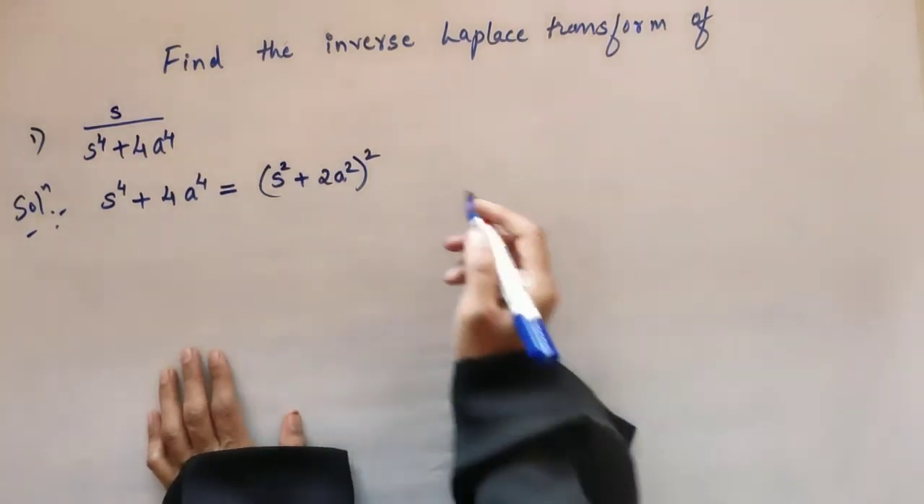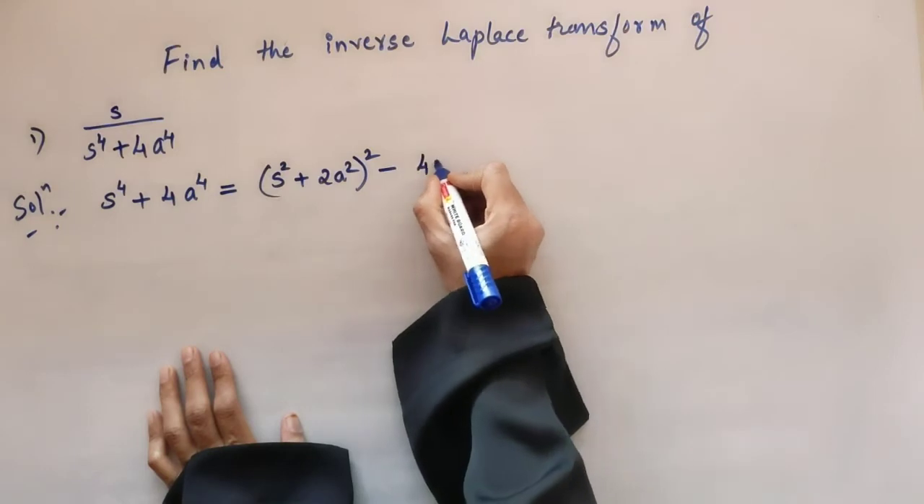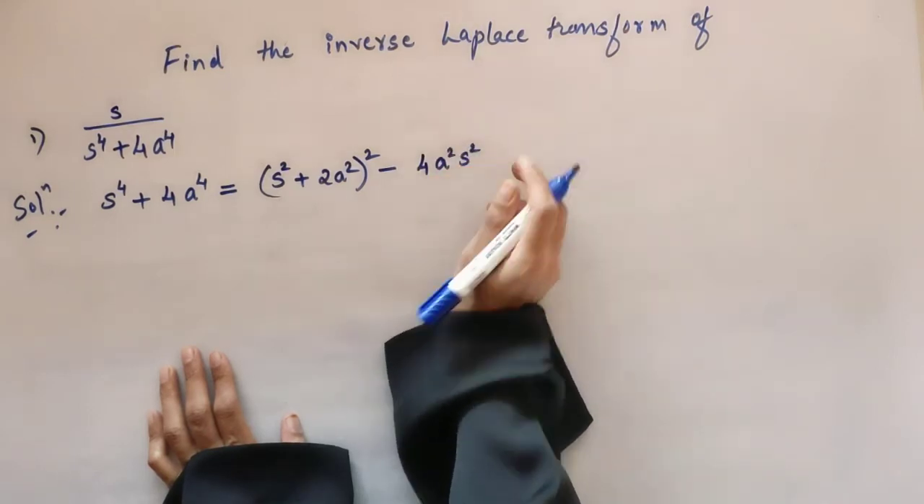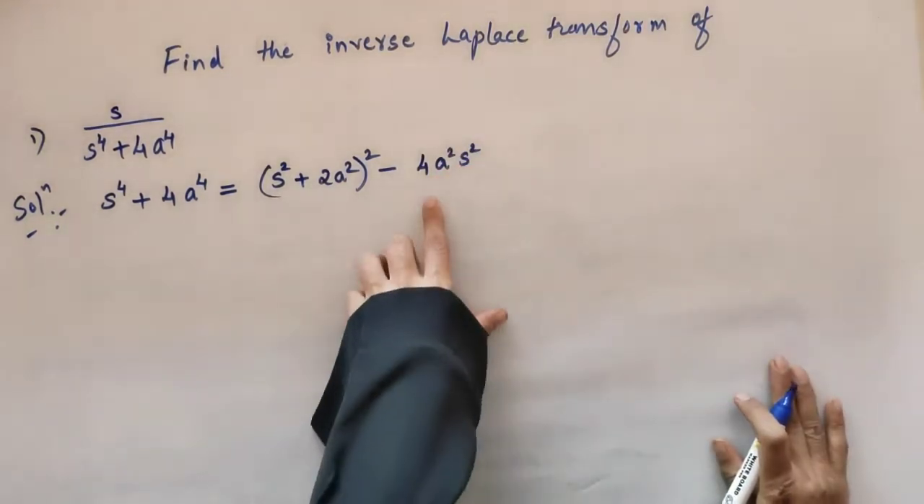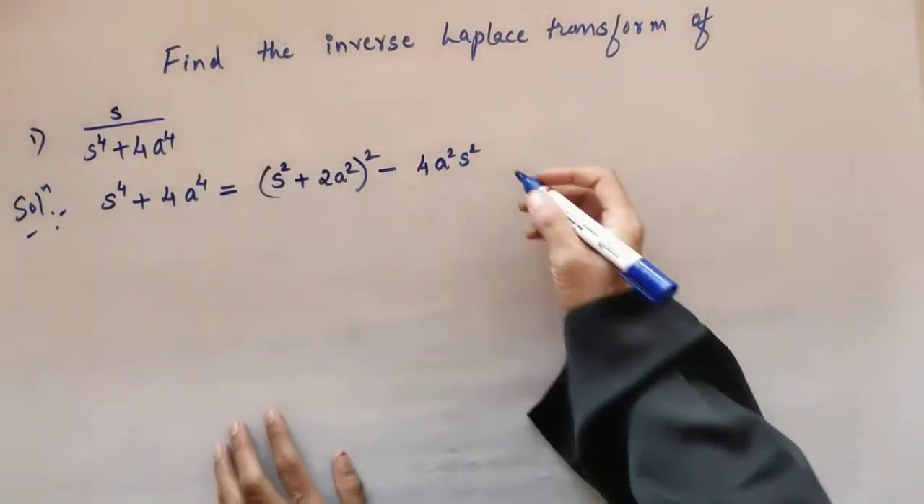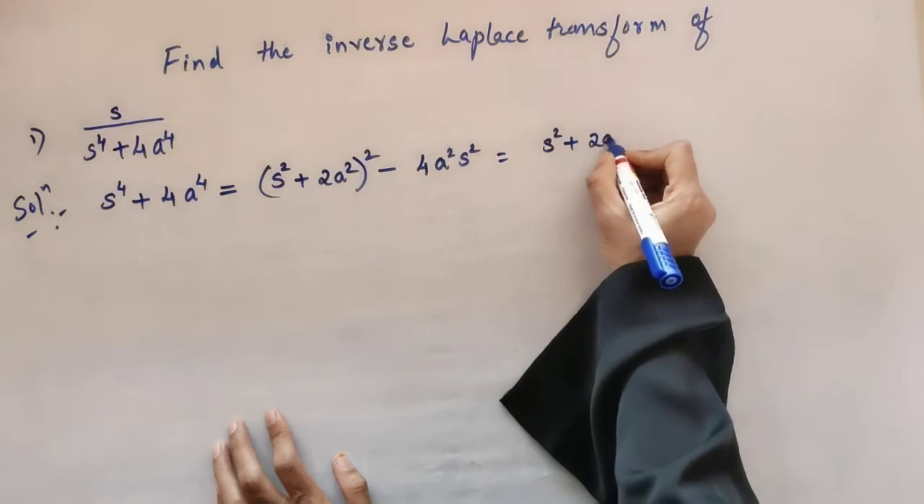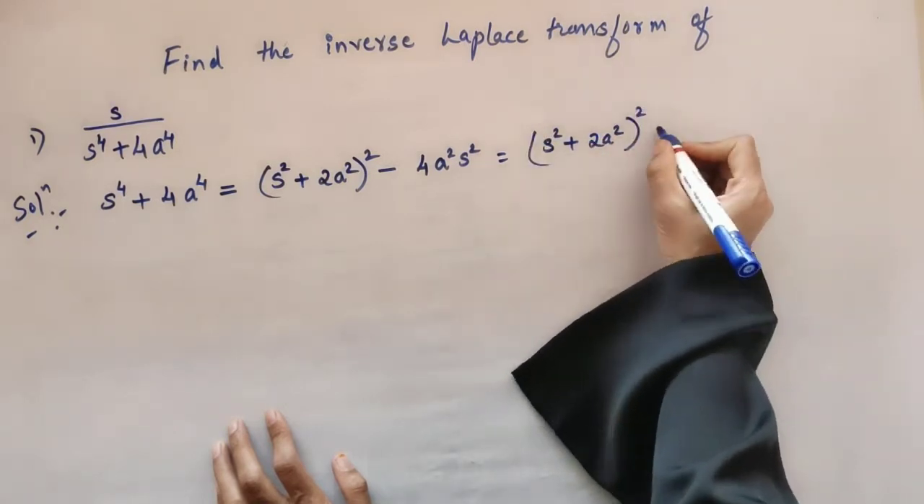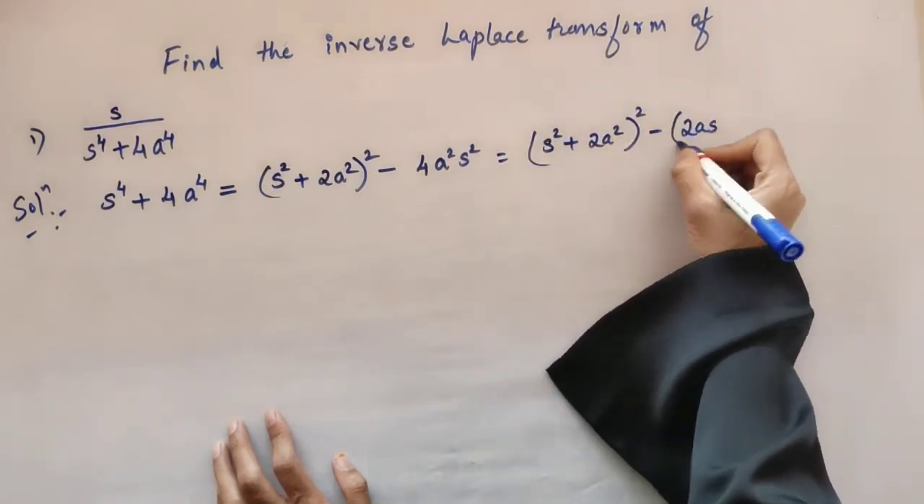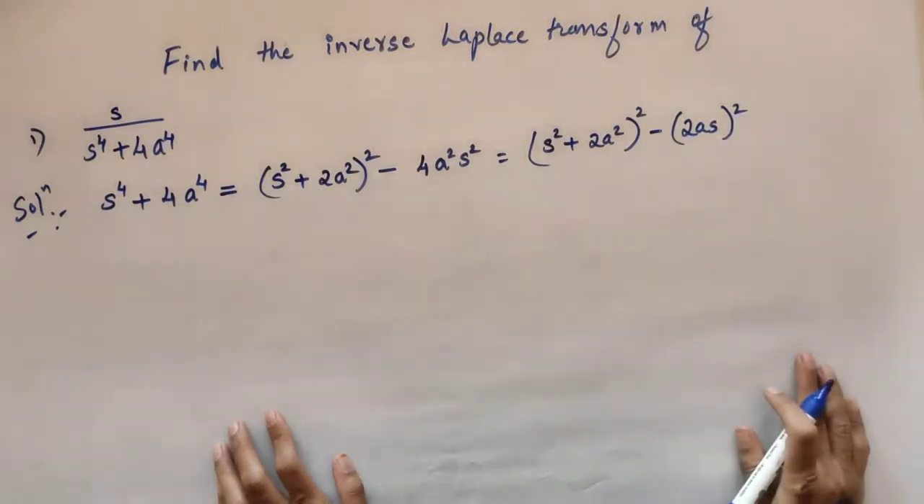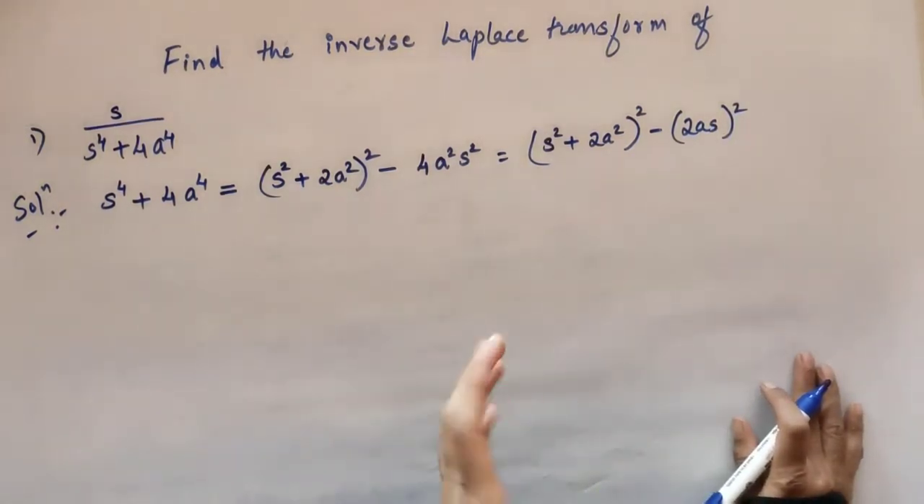So what will we do? We will subtract that thing from here, 4a square s square. Now everything can be written as, I will rewrite this once again, it will be clear to you. It is s square plus 2a square whole square minus 2as whole square. Now it is taking the form of a square minus b square.